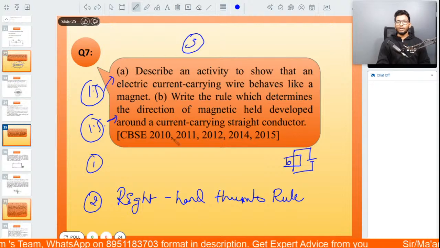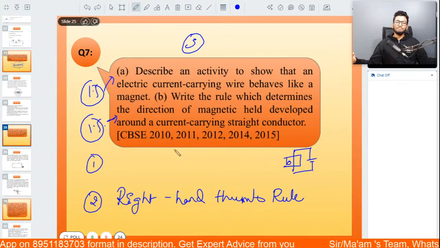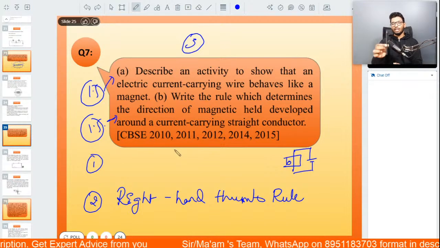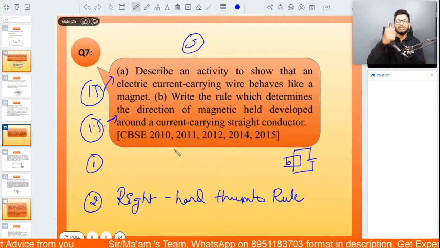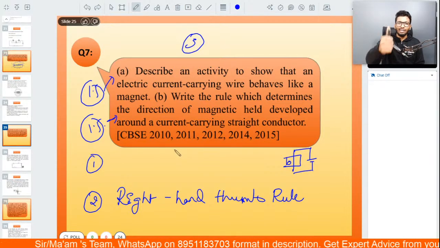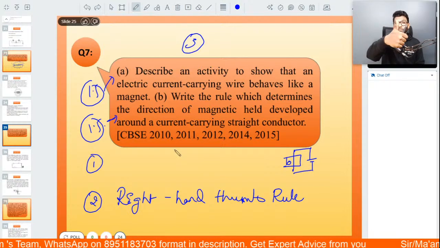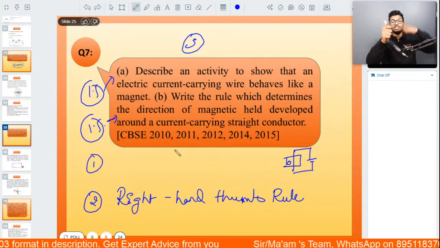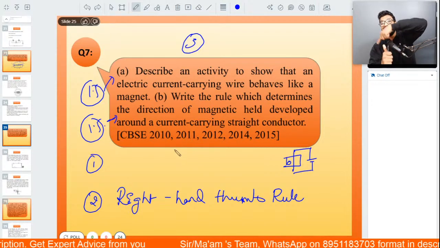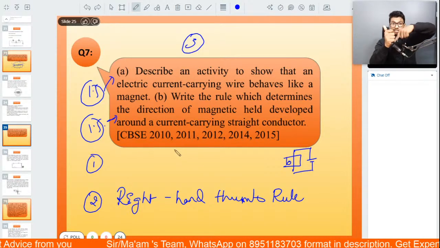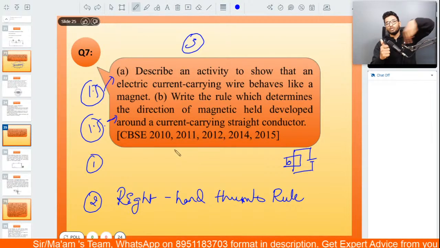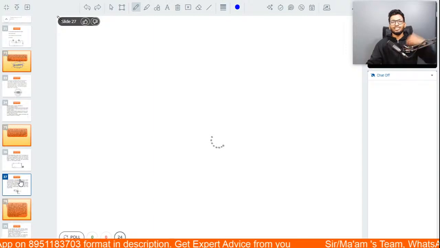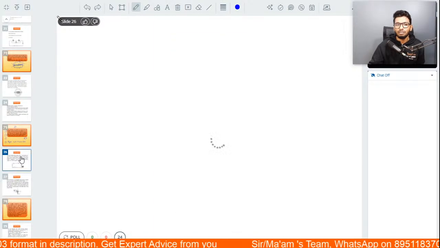Now for the second part of the question, which rule would you use? Simple. Maxwell's right hand thumb rule. All you have to do is imagine you have a straight current carrying conductor. Hold the straight current carrying conductor in your right hand in such a way that the thumb shows the direction of current and all the other enveloping fingers show the direction of the magnetic field lines. So the fingers enveloping the conductor show the magnetic field, and the thumb itself shows the direction of current. All right, so that would be the answer for this particular question.